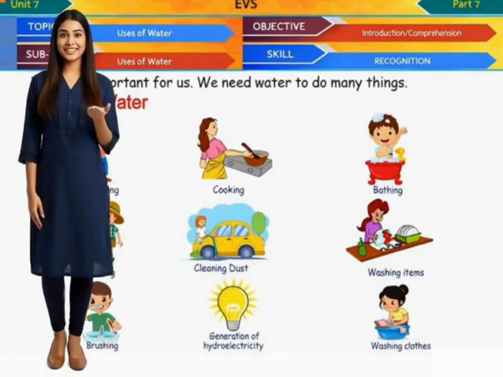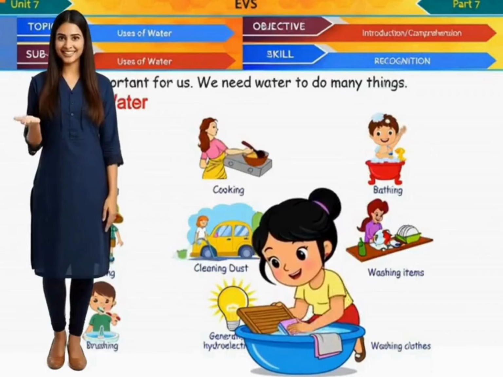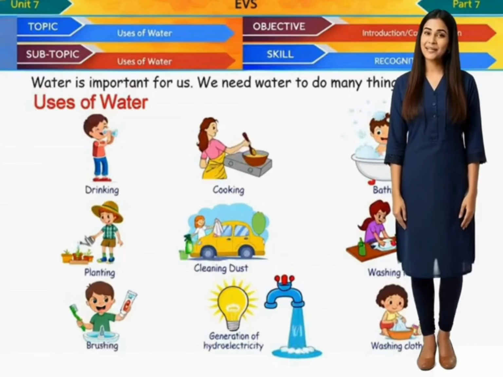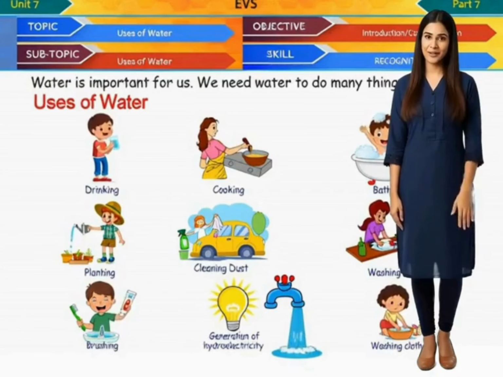Finally, children, look at this picture. We use water to wash clothes and make them fresh and clean. Children, today we learned about many uses of water. I hope you understand this chapter.